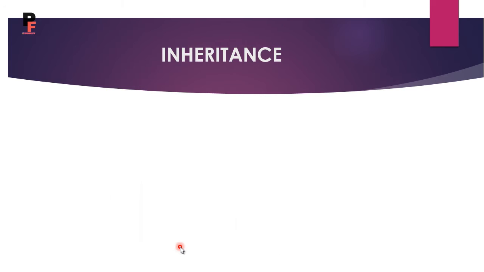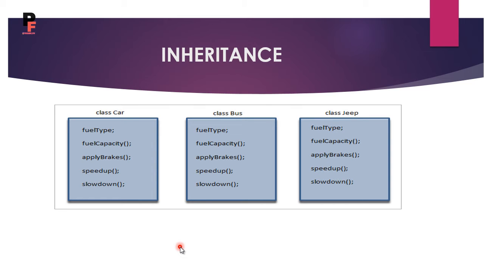Now the next pillar, the very important pillar of object-oriented programming, is inheritance. We have various types of inheritance, like single level inheritance, multi-level inheritance, hybrid inheritance, and hierarchical inheritance. I will explain all these with sample code in my upcoming videos, so don't panic. In inheritance, let's look at this example.